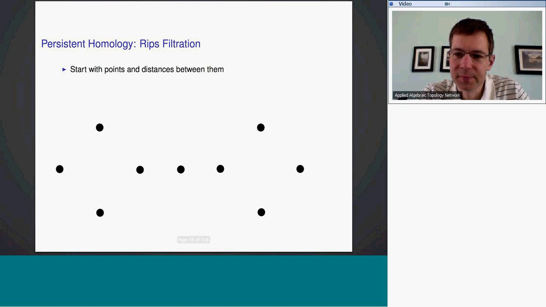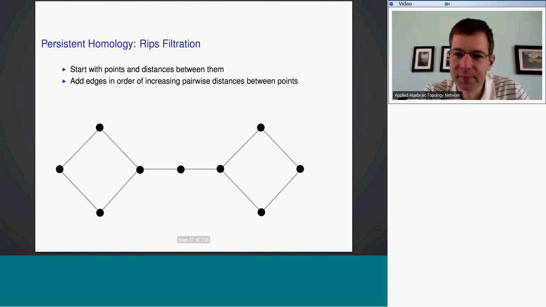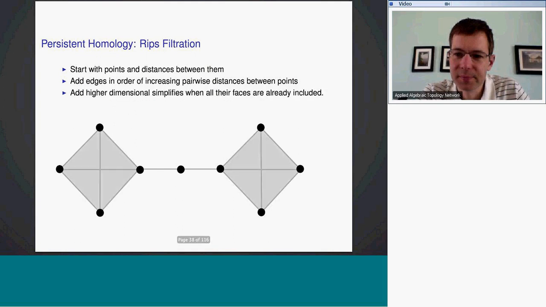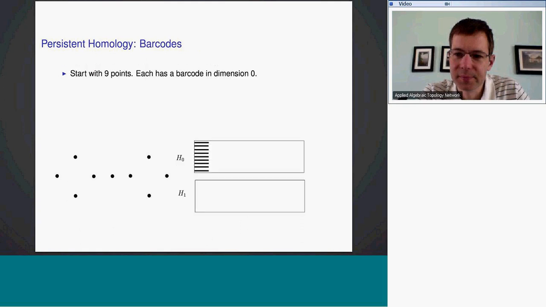So here's the example. We start with points. We'll add in edges of increasing pairwise distance. First I add in these edges here, and these edges, and then these last edges, and when all the edges of a simplex are in the diagram, we add in the faces as well. So we're going to record the topological information as it's born and as it dies in the form of a barcode.